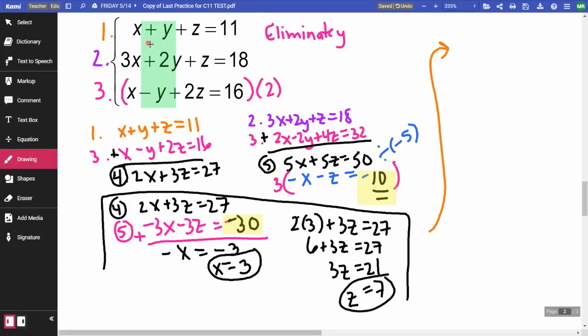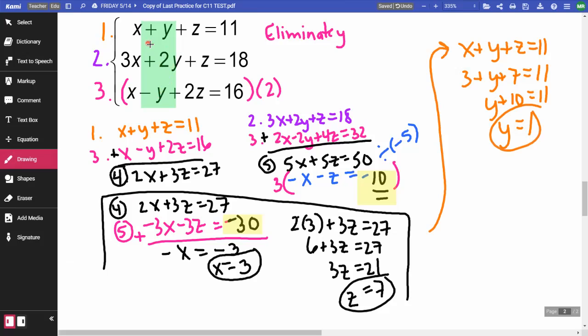When I put it into number 1, I'm putting it into x plus y plus z equal 11. So I'm going to get 3 plus y plus 7 equals 11. So basically y plus 10 equals 11. So y equals 1. So as a point, this is going to be 3 comma 1 comma 7 as my answer.